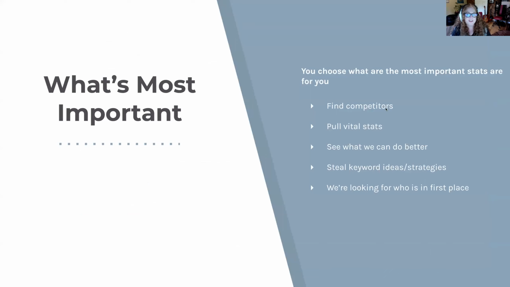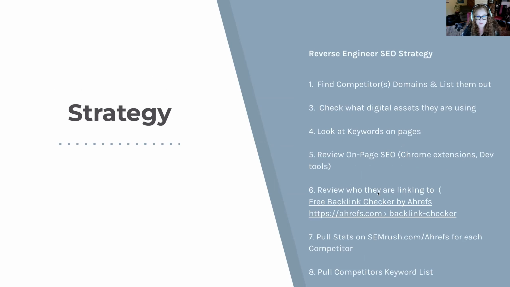So the first thing is to find your competitors and then pull some stats. See what we can do better, steal keyword ideas and strategies. I love looking at other people's websites and being like, oh, I should use that. I have a list of websites I really like, and just not the whole website, but like elements. We're looking for who's in first place with our research because that's who we want to see.